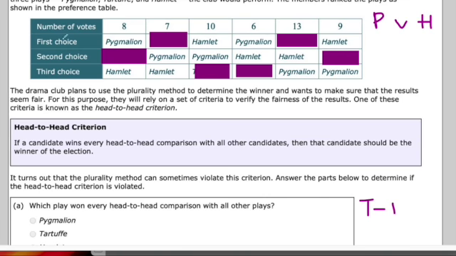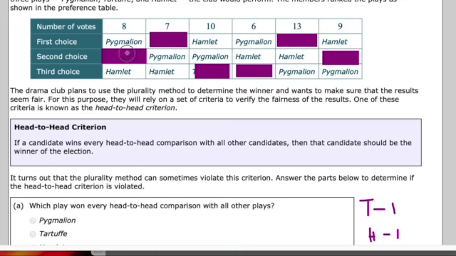All right, Pygmalion has 8 plus 7 plus 6. That's 21 points. Hamlet's got 10 plus 13. That's already 23. Plus 9, 32 points. So Hamlet gets a point. Pygmalion is out. Nobody wants to watch that one. They don't know a lot about Greek tragedy. It's a pretty good story.